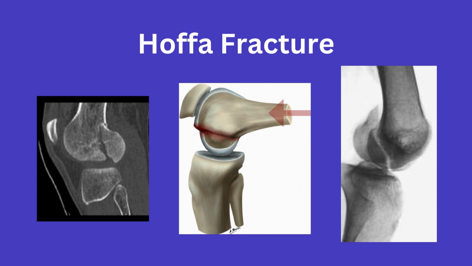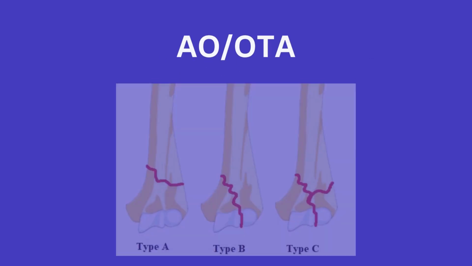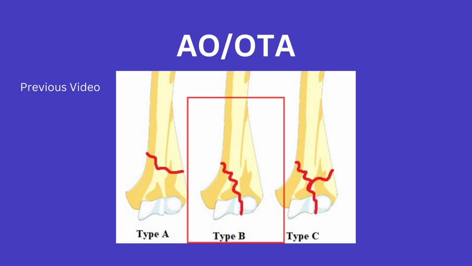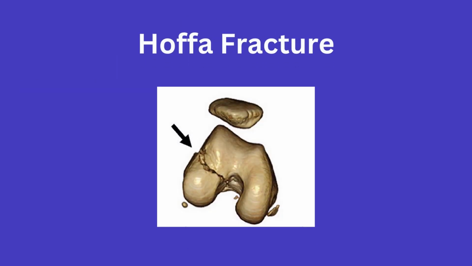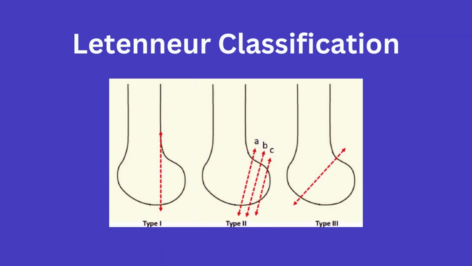or both condyles. An isolated Hoffa fracture would be a great example of a type B fracture, building on our last video related to the AO-OTA classification, as it is a partial articular fracture. Hoffa fractures are most likely to involve the lateral condyle, and the Letenneur classification further characterizes these fractures.